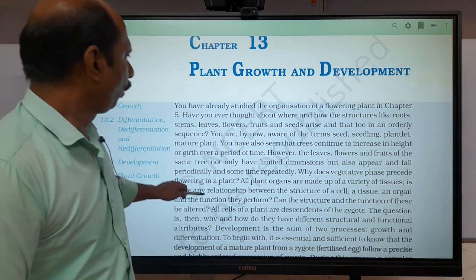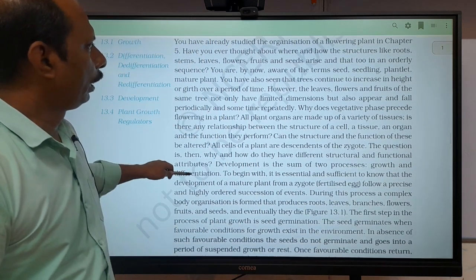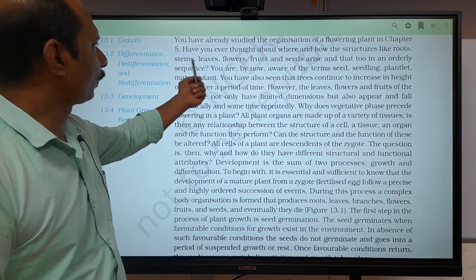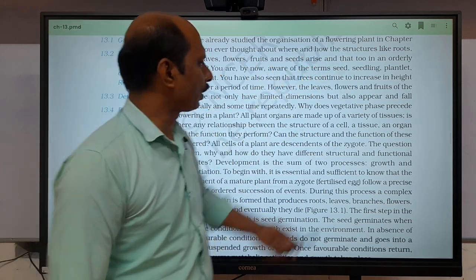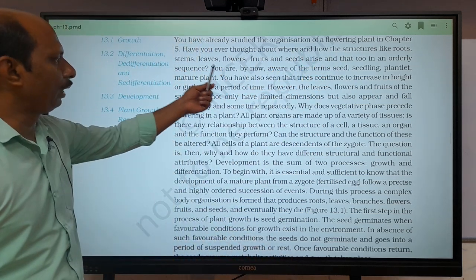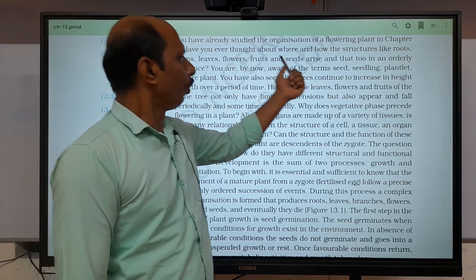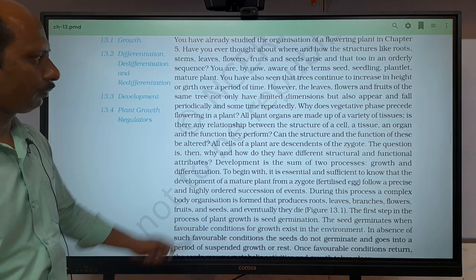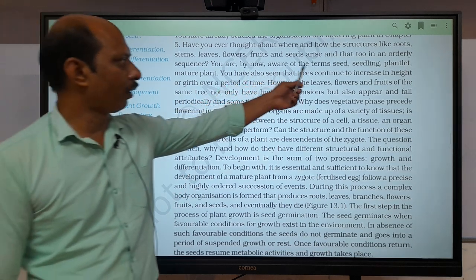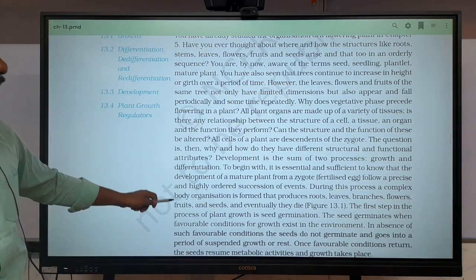Okay, now here what is growth? Here it is given, have you ever thought about where and how the structures like root, stem, leaves, flowers, fruit and seeds arise, that too in an orderly sequence? You are by now aware of the terms seed, seedling, plantlet.